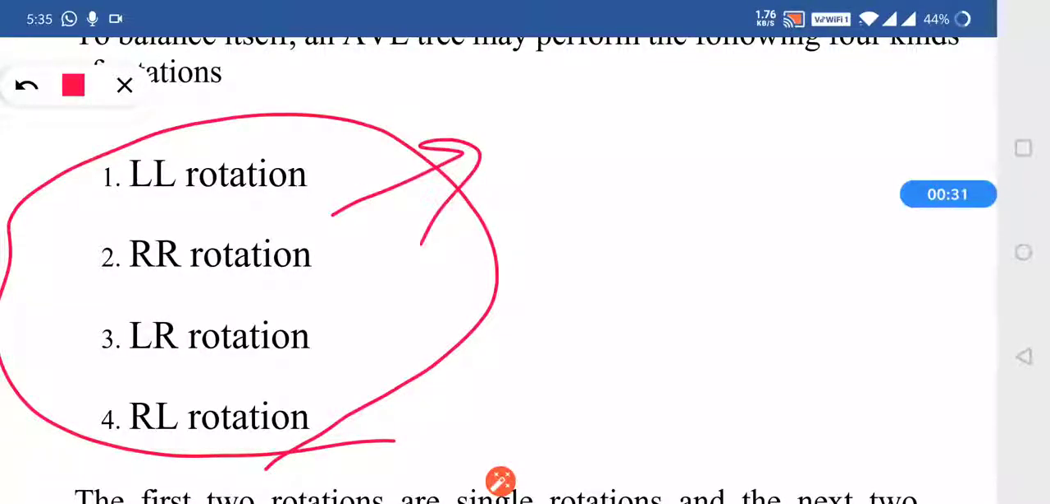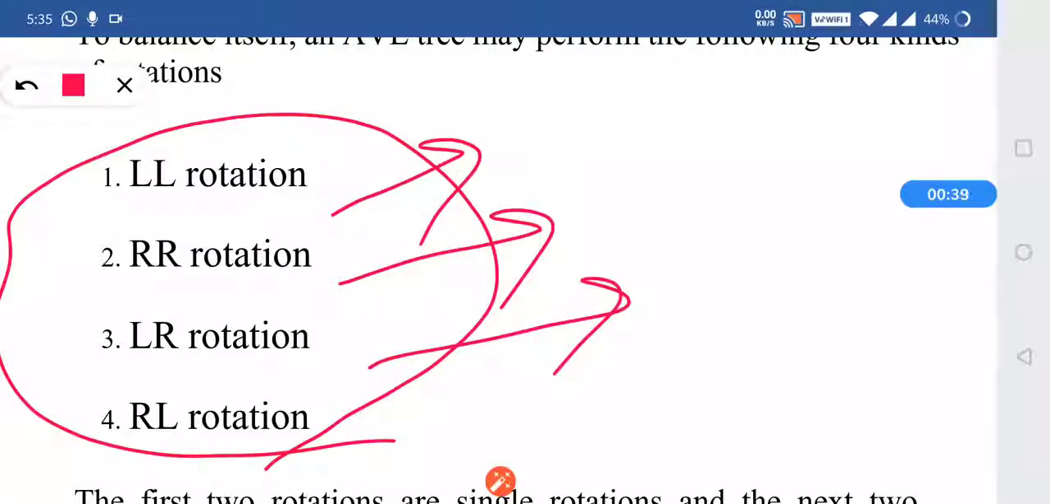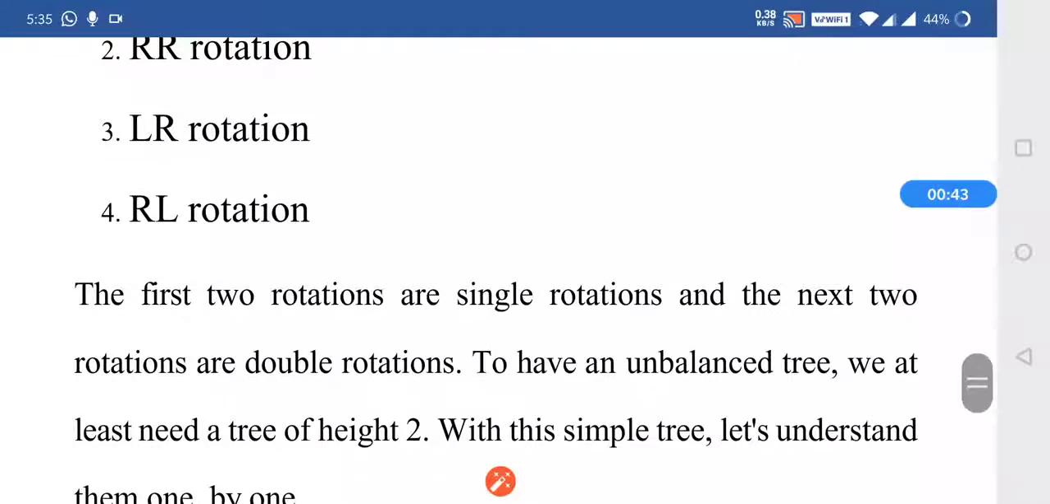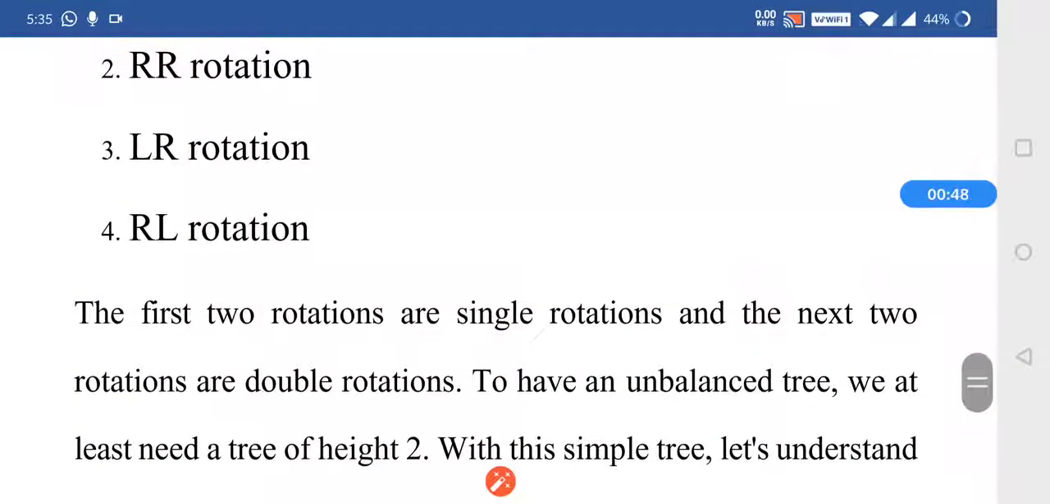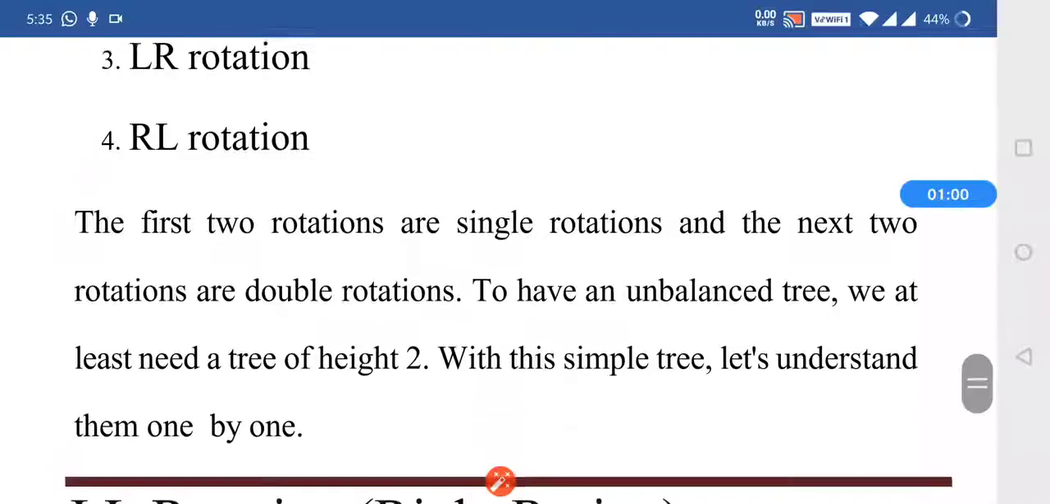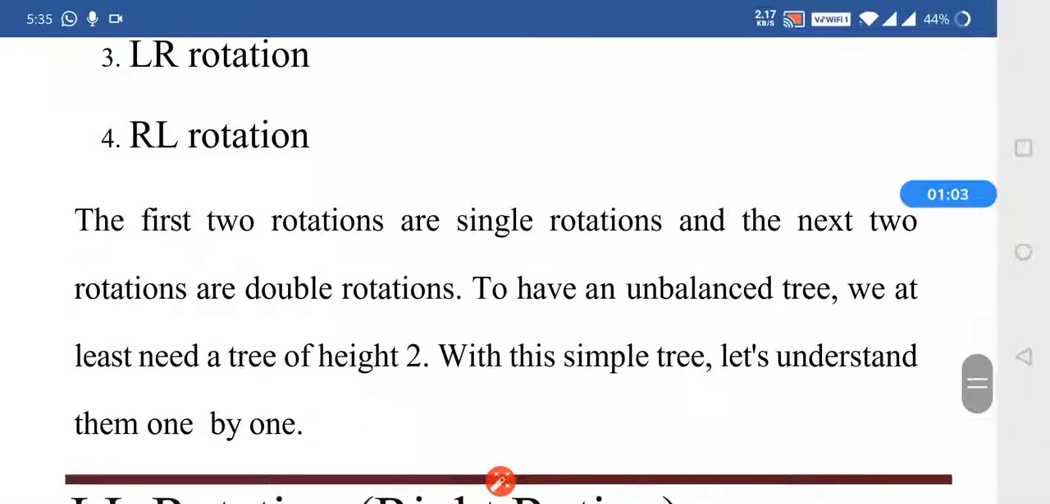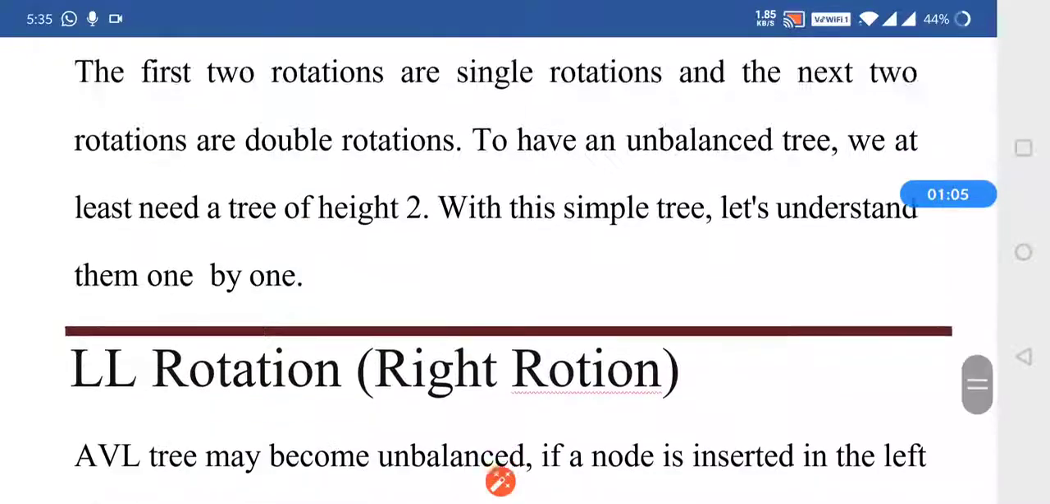That is LL rotation, that is right rotation, RR rotation, that is left rotation, LR rotation, that is left-right rotation, and RL rotation, that is right-left rotation. So the first two rotations, LL rotation and RR rotation, are single rotations, whereas LR rotation and RL rotation are double rotations. Whenever we have an unbalanced tree, we at least have a tree of height 2. With this we will understand it one by one.